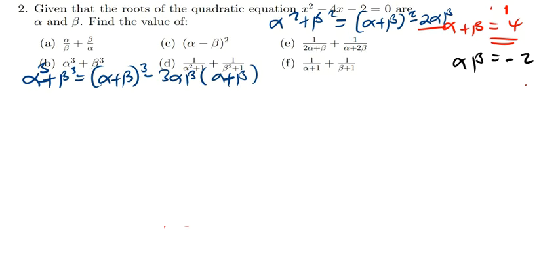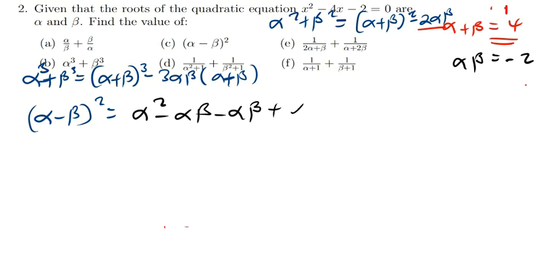So this one, if you try to expand this, what are we going to have? Let's see. Alpha minus beta raised to the power 2. If I expand, alpha times alpha is alpha squared. Alpha times negative beta is negative alpha beta. Negative beta times alpha is negative alpha beta. Negative beta times negative beta is positive beta squared. I'll end up having alpha squared plus beta squared, then minus 2 alpha beta.